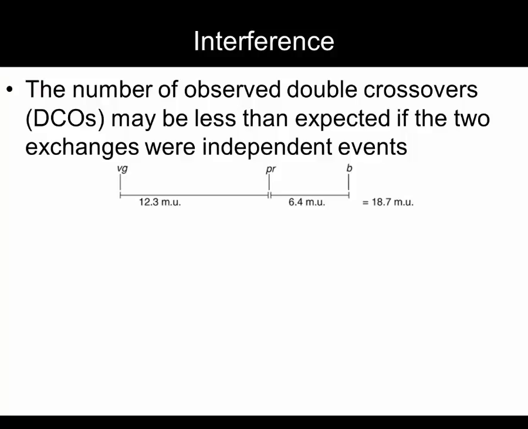Really though, there is one more thing I wanted to bring up before ending this lecture. There's an odd discrepancy in our data which can be hard to see at first. The number of double crossovers we observed was actually less than we'd expect if they were independent events.